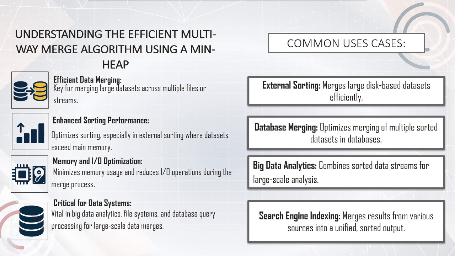The last one is that it is critical for data systems. Modern systems, from big data platforms like Hadoop to databases like MySQL to file systems, all rely on efficient data merging. When you're dealing with terabytes of data, even the smallest efficiencies add up quickly. A well-implemented multi-way merge with a min heap ensures smooth, scalable performance, especially during operations like sorting, querying, or aggregating data in analytics pipelines.